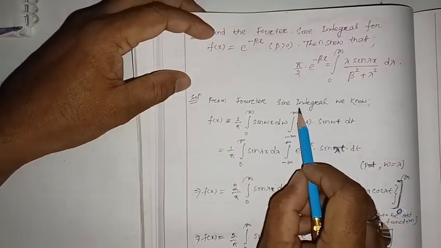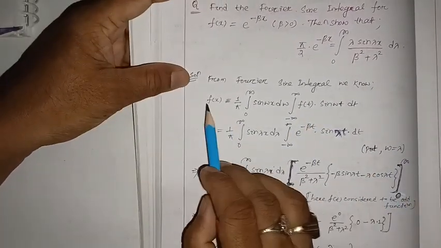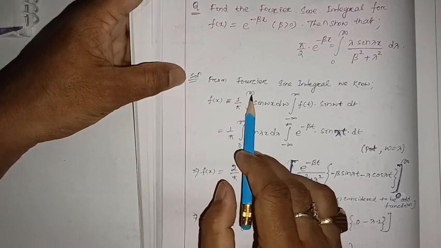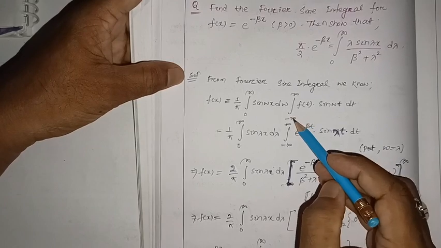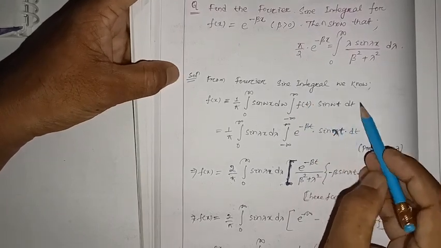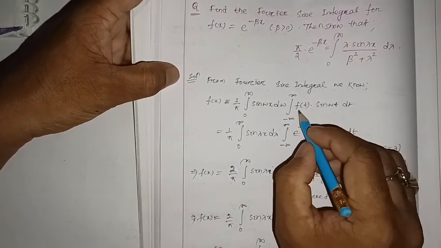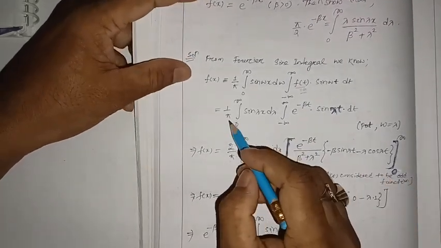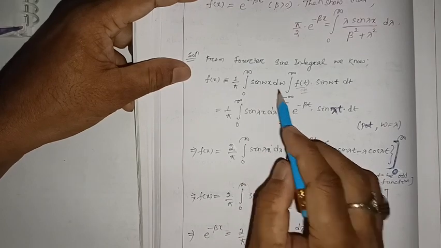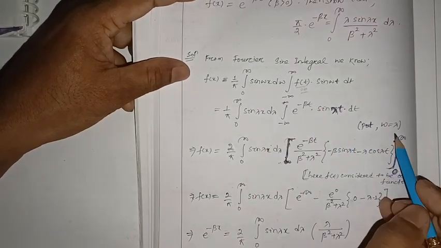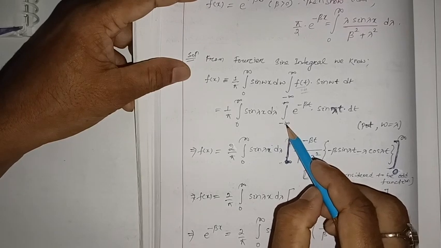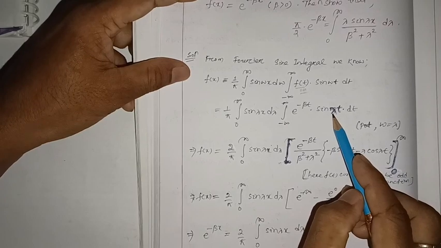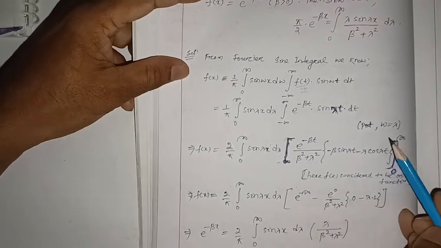From the Fourier sine integral, we know that the Fourier sine integral of a function f of x is 1 by pi, 0 to infinity sine omega x d omega, integral from minus infinity to plus infinity of f of t sine omega t dt. And here f of t is your odd function. Remember, f of t is considered as an odd function, right? So 1 by pi, 0 to infinity sine, here we consider omega as lambda. So lambda x d lambda, minus infinity to plus infinity e to the minus beta t into sine, instead of omega we have to write lambda t dt, right?